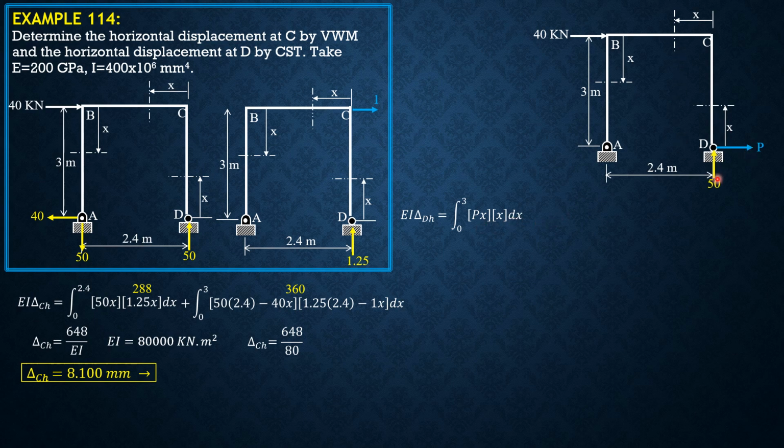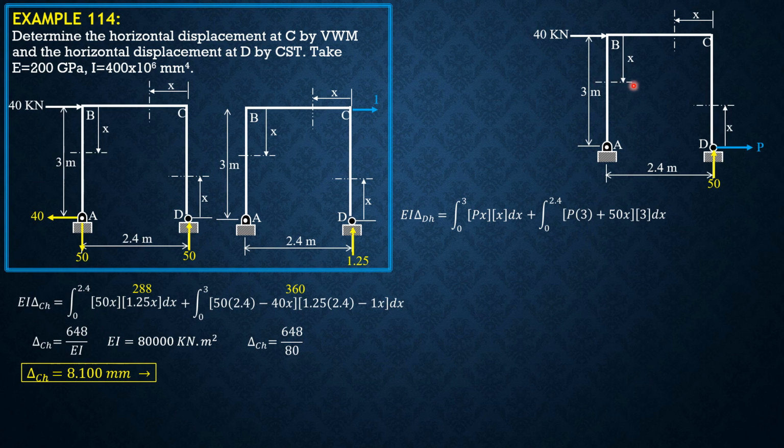So in this section the moment is plus integral of P times 3 plus 50 times x. P times 3 plus 50 times x, the derivative is 3, then dx. Derivative of this moment equation is 3.